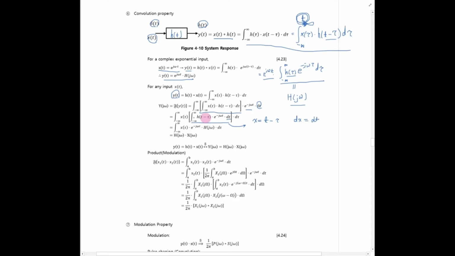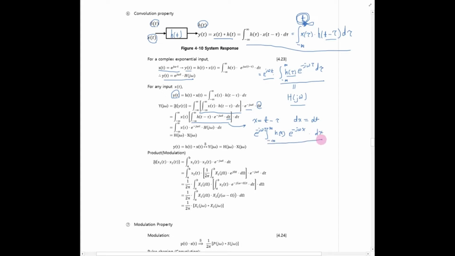The integration range: if t changes from minus infinity to infinity, x also changes the same way, from minus infinity to infinity, of h(x). Then t is x plus tau, so that is replaced here. Then e to the minus j omega t, where t is x plus tau, so we can write x plus tau here. Tau can be extracted out because it is not a function of x, dx.